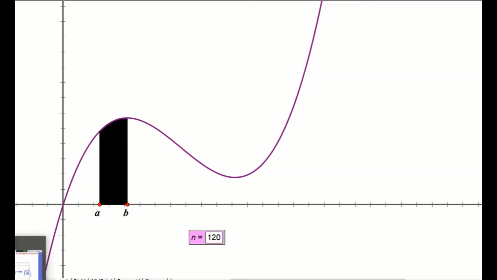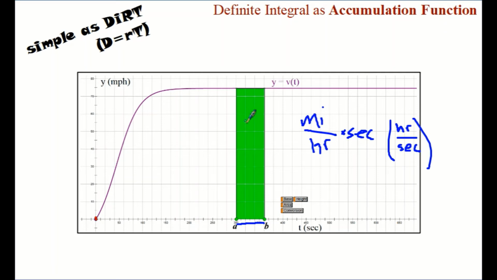So getting back to this, hopefully you see how this area represents how much distance has accumulated while we've been going at this rate. Again, when the function is a rate, the area is the total change. It's the accumulation of change. So there's your simple as dirt formula. The distance equals rate times time.